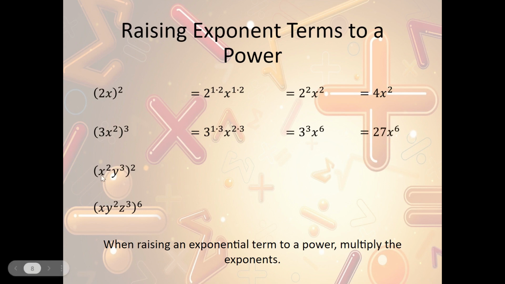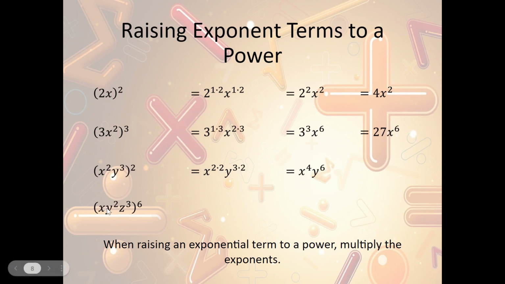Now for this one we have x squared times y cubed, and we want the whole thing squared. So again, we're going to multiply it. So x squared times 2 and y to the third times 2. And we get x to the fourth, y to the sixth, because we multiply 2 times 2 is 4 and 3 times 2 is 6.